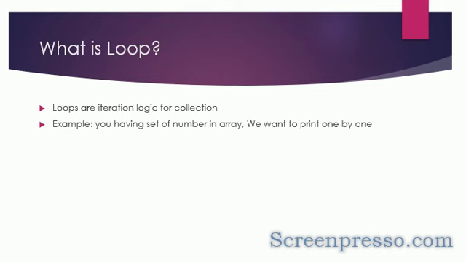What is a loop? Loops are iteration logic for a collection. Example: you have a set of numbers in an array. We want to print them one by one. Consider I am giving the set of numbers 1 to 10, stored in one array. If I want to print the elements one by one from that array, without a loop you have to use 10 lines of code, based on index only, to print.